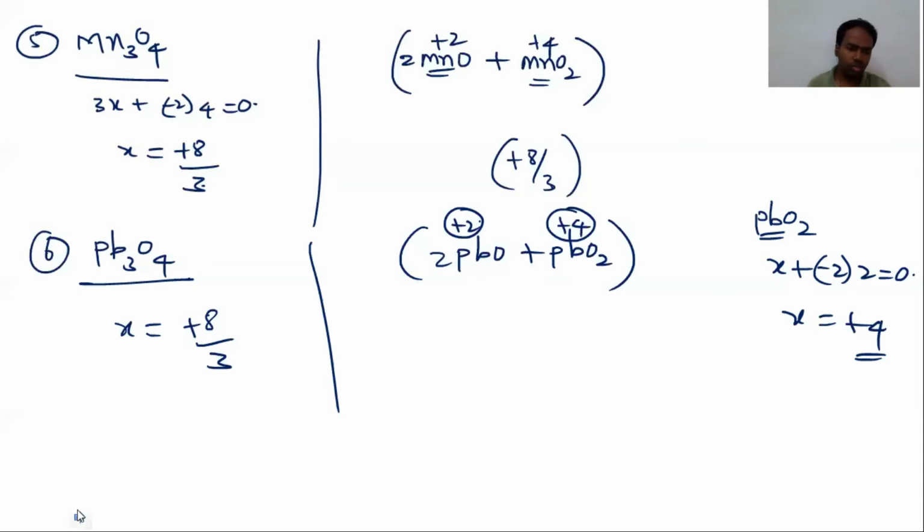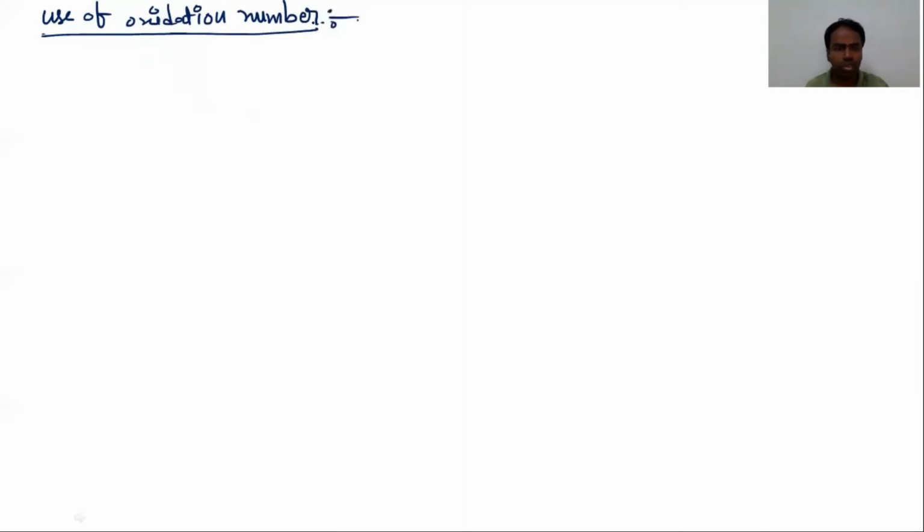Now see what is the use of these oxidation states or numbers. So what is the use of oxidation number? The first one is, it is used in nomenclature. So we can use it in nomenclature.